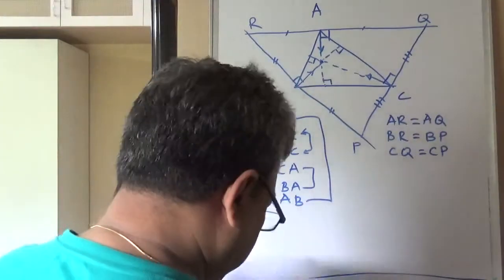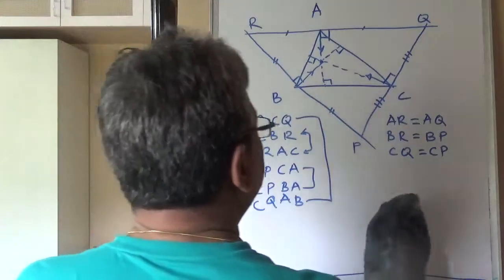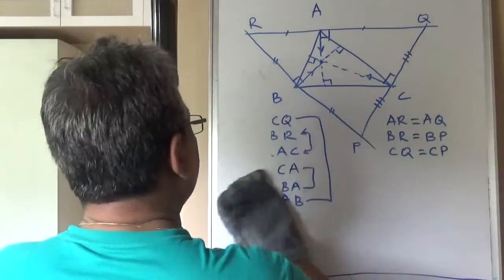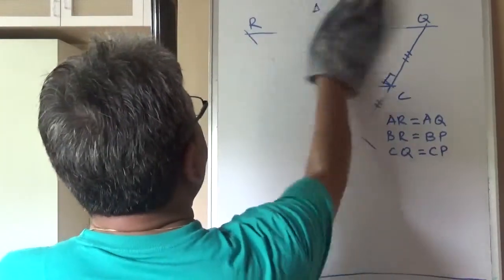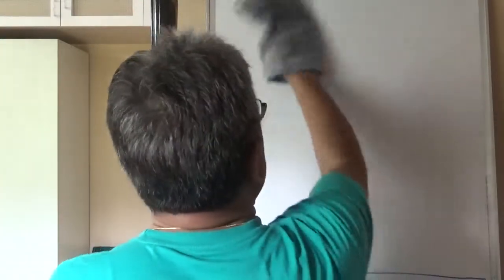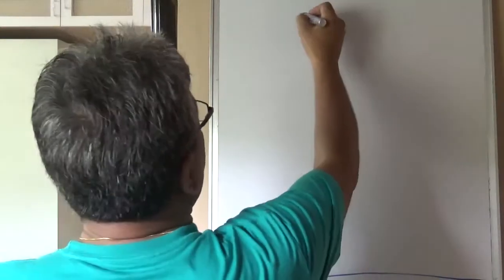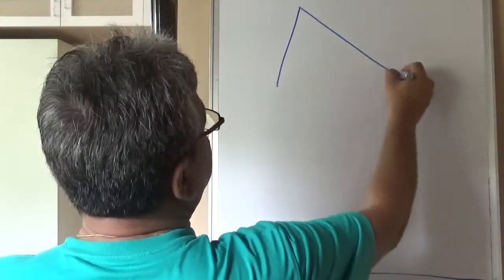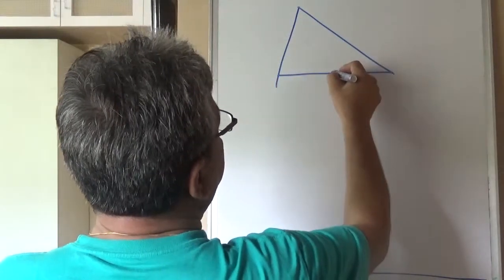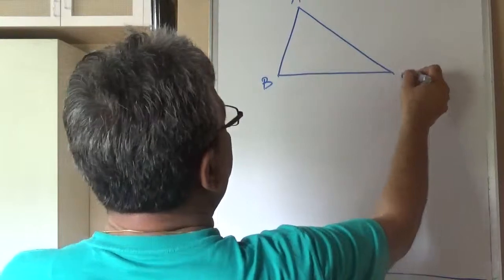Okay. Our next theorem is concurrency of medians. We have already understood what we mean by median. If a vertex is joined to the midpoint of the opposite segment, then it is called a median. And now we are supposed to prove that in triangle ABC, if we draw medians, then they are concurrent.